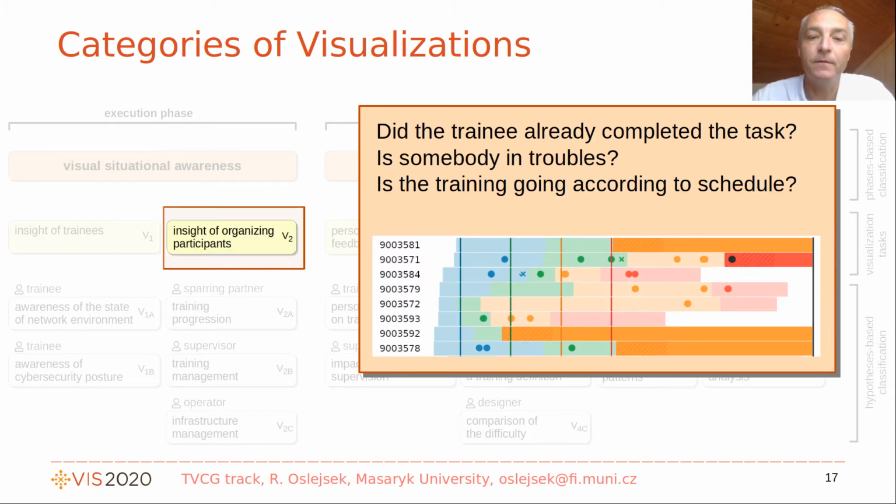Organizing participants, especially tutors who supervise the training, have to know the state of the training session, whether there are some students stuck in some task and so on. Supporting visualizations have to be easy to decode because supervisors have to pay attention primarily to participants, and they have to provide an overview of the training session with the identification of possible troubles so that supervisors can intervene in time.